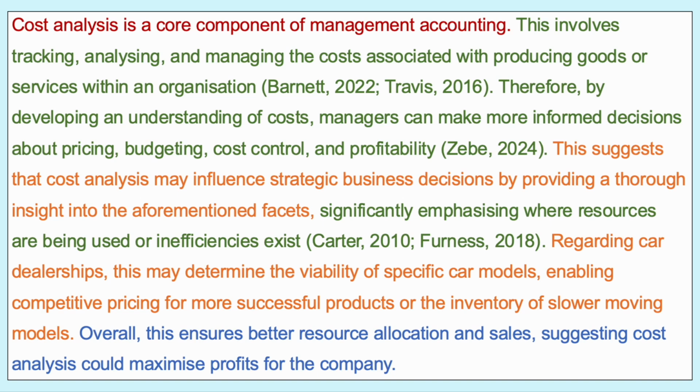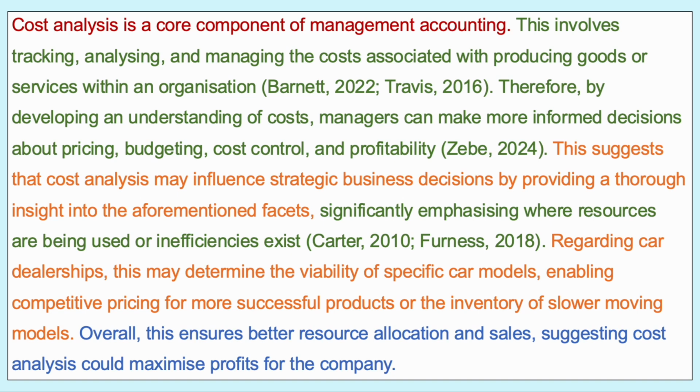Let's go to a bit of criticality. What does the evidence suggest? This suggests that cost analysis may influence strategic business decisions by providing a thorough insight into the aforementioned facets. Let's go back to a bit of evidence again. Significantly emphasising where resources are being used or inefficiencies exist. Another two fake authors there. Let's go to more criticality. Regarding car dealerships, this may determine the viability of specific car models, enabling competitive pricing for more successful products or the inventory of slower moving models.